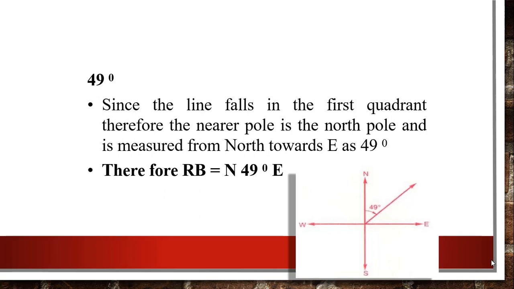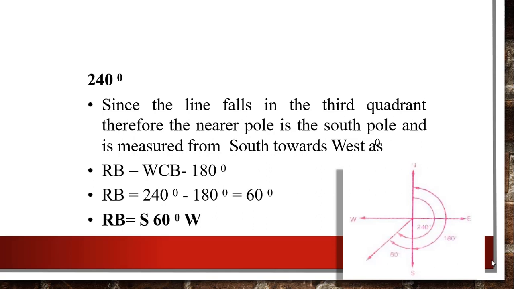As the first bearing lies in the first quadrant, that is northeast quadrant, for getting the RB value, you have to consider it same as whole circle bearing. Since the line falls in the first quadrant, the nearer pole is the north pole and it is measured from north towards east as 49 degree. Therefore, the reduced bearing is N 49 degree E, because it lies in the first quadrant. So, the whole circle bearing is equal to the reduced bearing.